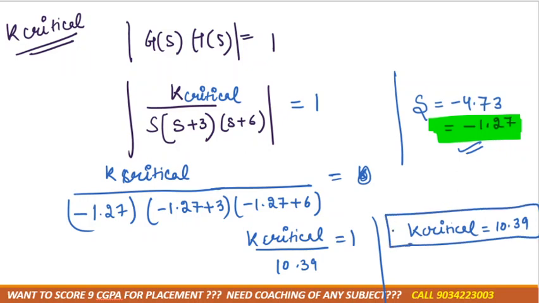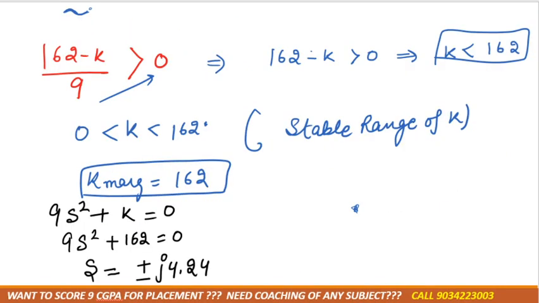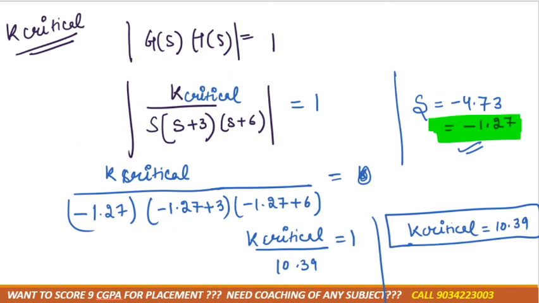Okay, now you got it. K marginal is different, that was 162. K critical is different, that is 10.39.